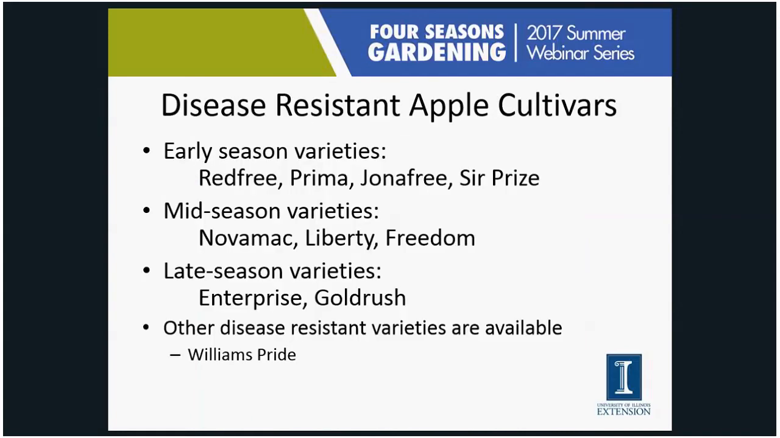So for some disease-resistant apple cultivars, we have different times of the season. Our early season varieties: Redfree, Prima, Jonafree, Surprise; mid-season varieties; and late season varieties, a popular one being Gold Rush. There are some other disease-resistant ones available, but it's important to note that not all disease resistance is equal.